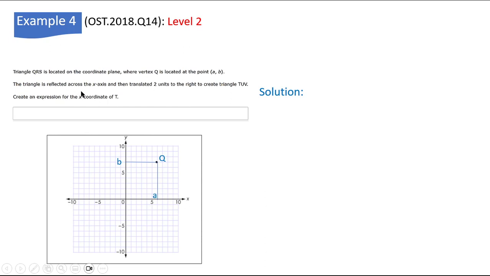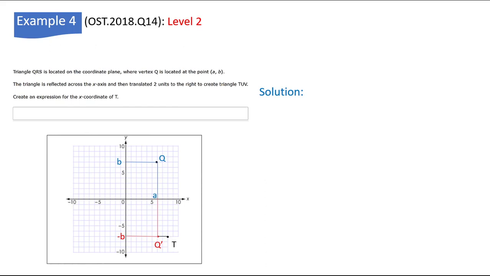First thing we did, reflect. We are reflecting across the x-axis. This here is going to go down to here. Let's draw it. That's Q prime. That's just the reflection. A did not change, okay? Only B changed. Now we are going to translate it 2 units to the right. So that's the T. That's the image of these 2 transformations.